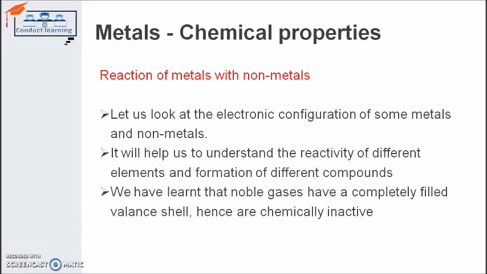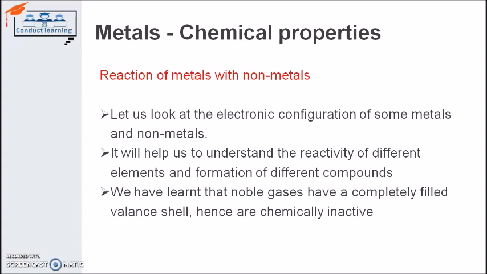So first of all, we have to understand what the type of this bonding is, how this bonding is formed, and how the reaction takes place. Let us look at the electronic configuration of some metals and non-metals. For understanding the reaction of a metal with a non-metal, we have to look into the electronic configuration. That means the number of electrons present in the different shells of a metal, right?